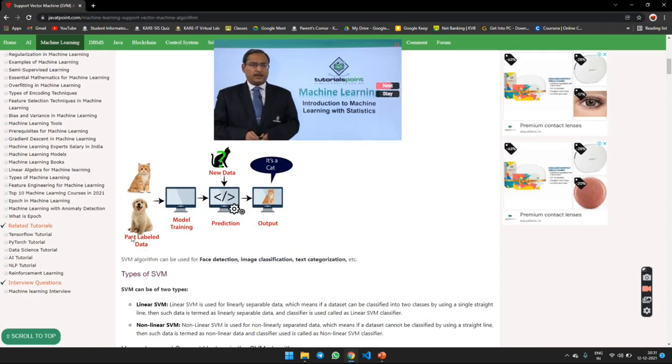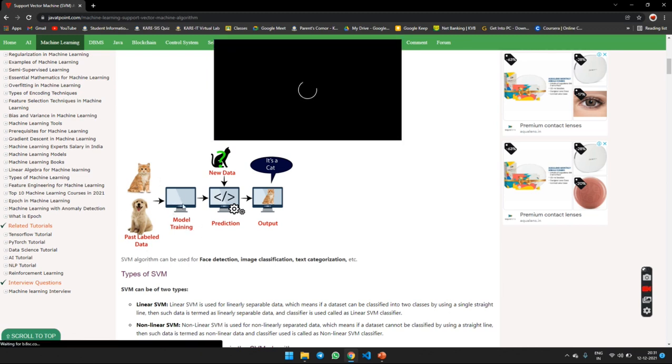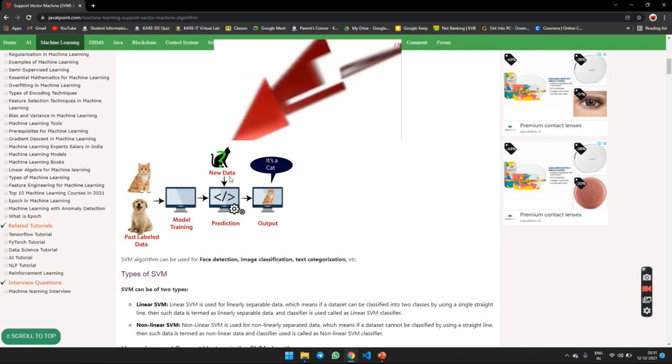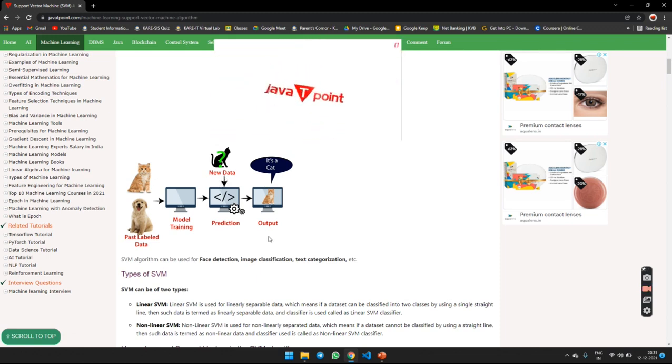Okay, this is the past labeled data. This is the model training. This is the prediction: is the new data a cat or a dog? We will find out. This is the output: it is a cat.